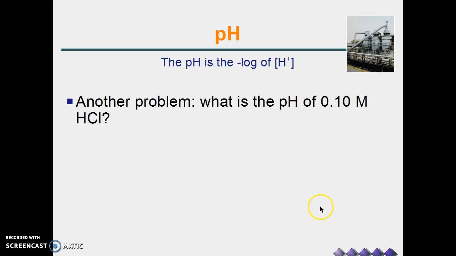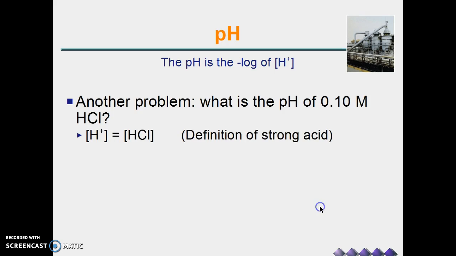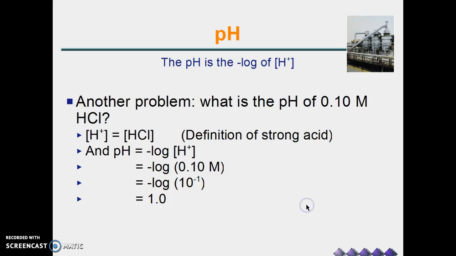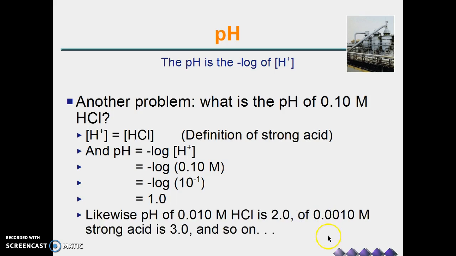Another problem. What is the pH of 0.10 molar hydrochloric acid? Remember, it's a strong acid, breaks up 100%. The definition of strong acid tells us then that the hydrogen ion concentration must be equal to the initial hydrochloric acid concentration. Therefore, the pH being the negative log of the hydrogen ion concentration, the pH is the negative log of 0.10 molar, and that's 1.0. Likewise, the pH of a 0.010 molar hydrochloric acid solution is 2, of the 0.0010 molar strong acid is 3, and so on, as you get closer to 7.